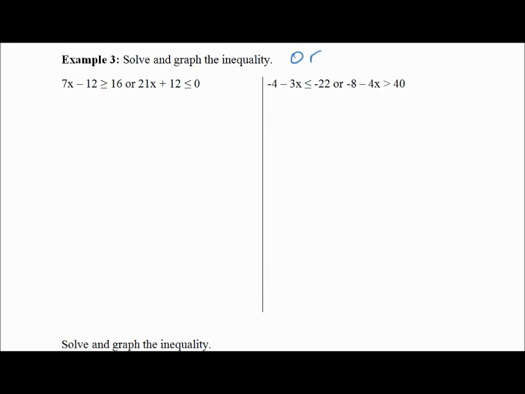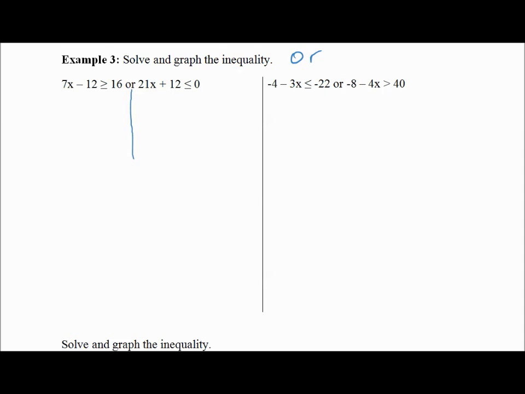Now, one thing that I want you to be careful about: this says 7x minus 12 greater than or equal to 16, or 21x plus 12 less than or equal to 0. You have to solve both. I had students before who felt like since it said or, they got to choose which inequality to solve. No, you have to solve both of them. They go together. So all you need to do is solve each one, one at a time. They're just two simple inequalities put together. We're just going to graph them on the same graph.